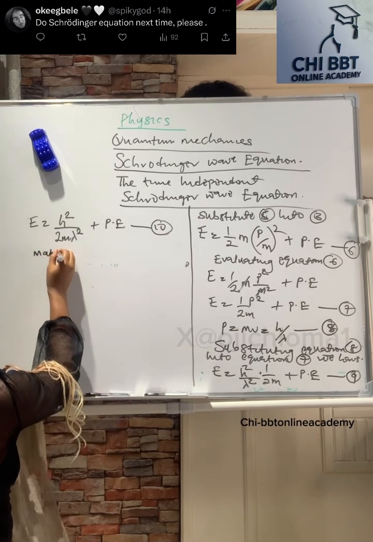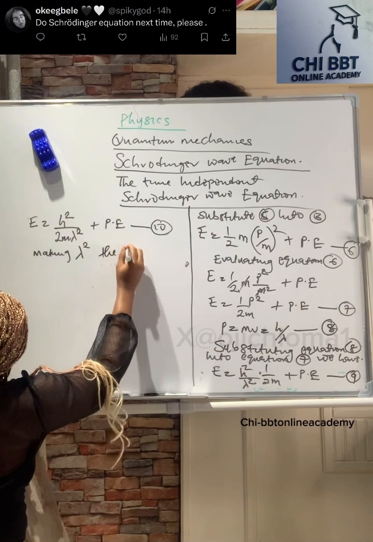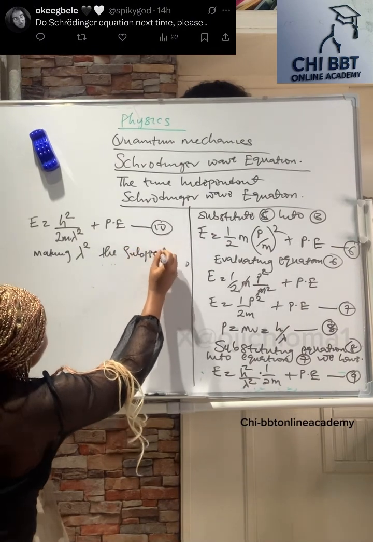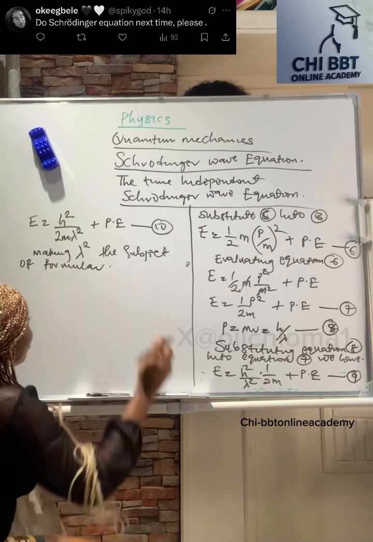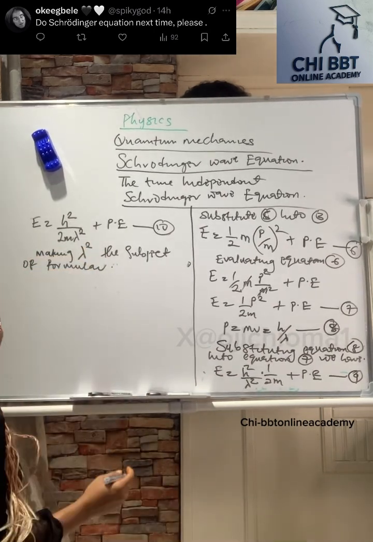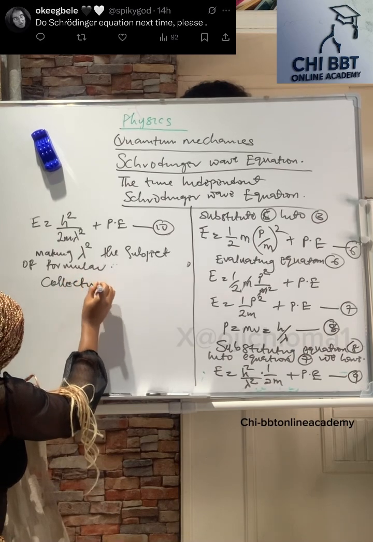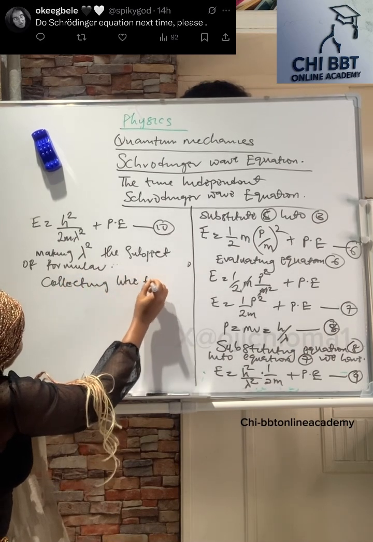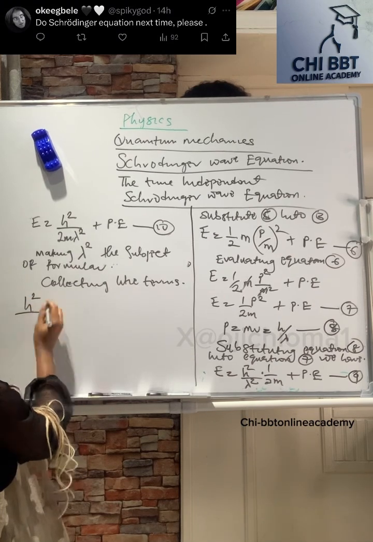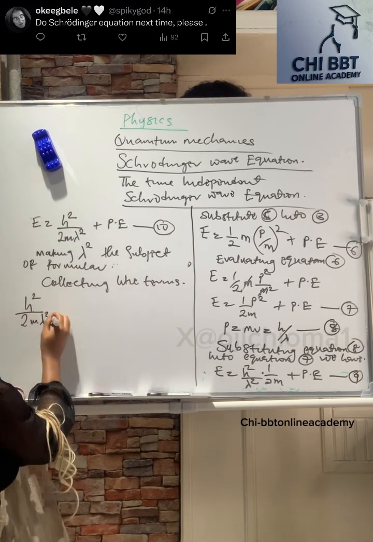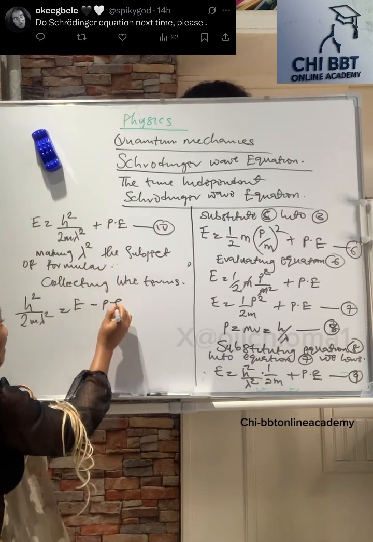Making lambda raised to power 2 the subject of formula. Guys, like I told you, I don't teach with a notebook, so you can correct me if you think I'm wrong. First of all, collecting like terms. Now collect like terms. We have h raised to power 2 over 2m lambda squared equals total energy. This crosses and loses its sign, minus PE.